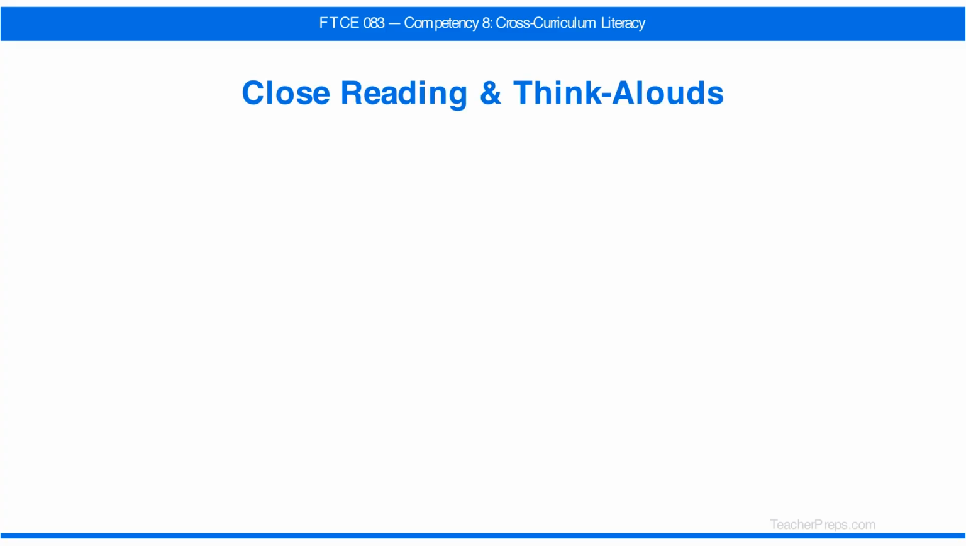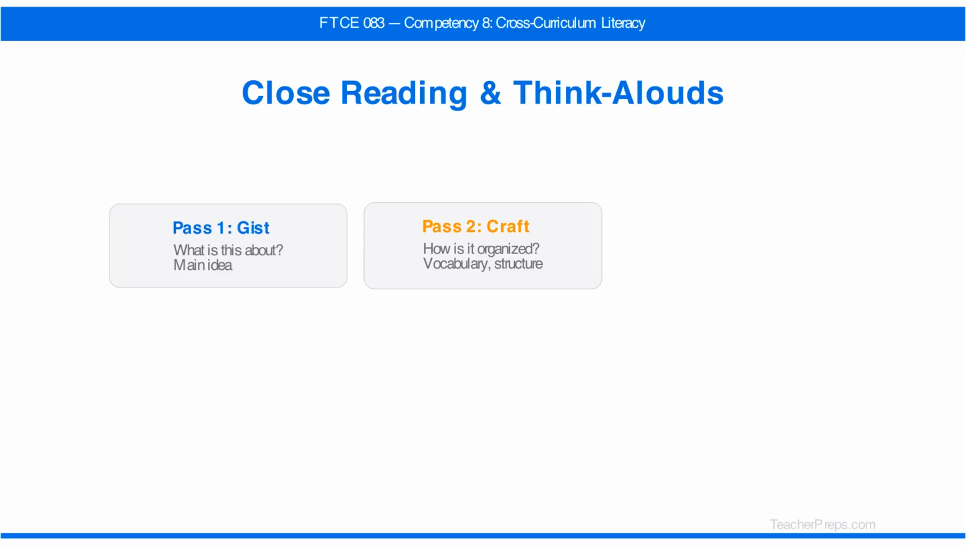Next is close reading. Close reading involves multiple passes through the same text, each with a different purpose. The first pass is for getting the gist. Students read the text to understand the basic meaning. What is this text about? What's the main idea? The second pass is for analyzing craft and structure. Students look at how the author organized the text, what vocabulary choices the author made, what text structure is being used, and how the argument is built.